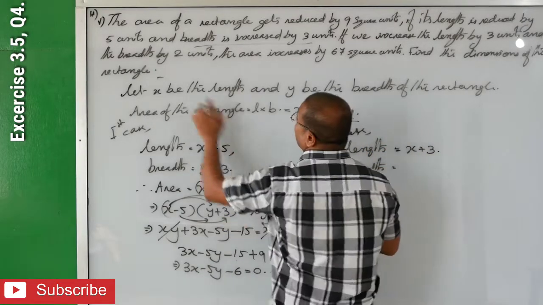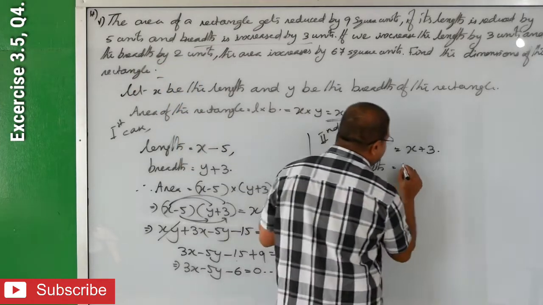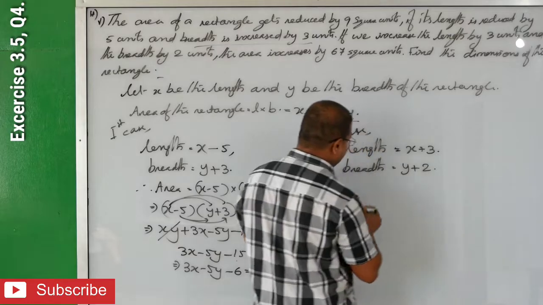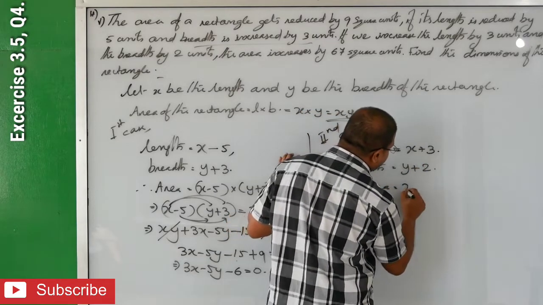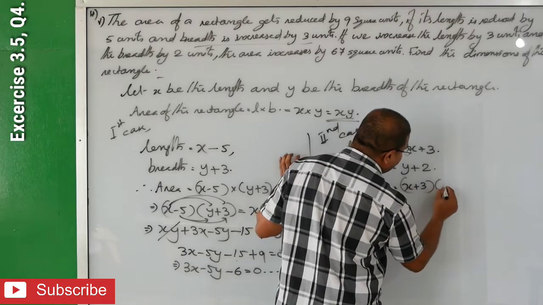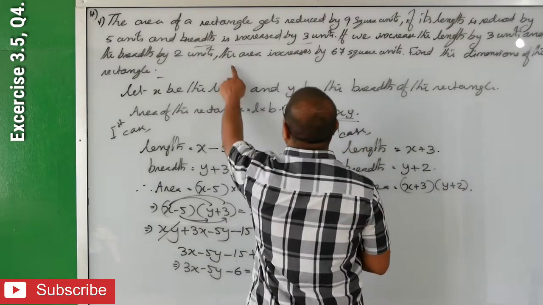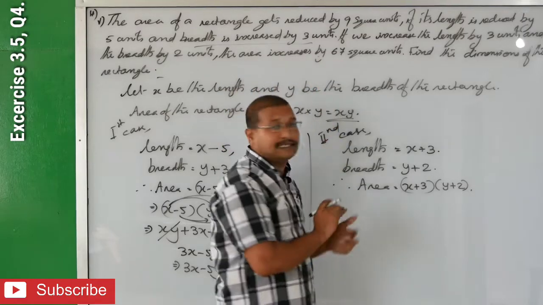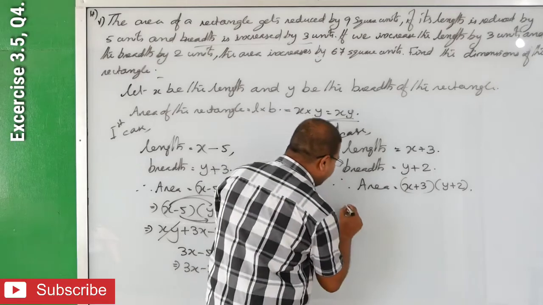Breadth, what happened to the breadth? The breadth increases by 2 units, that means y plus 2. Therefore, area equals length into breadth, that means (x plus 3) into (y plus 2). But according to the question, the area increased by 67 units. Area increase means plus.